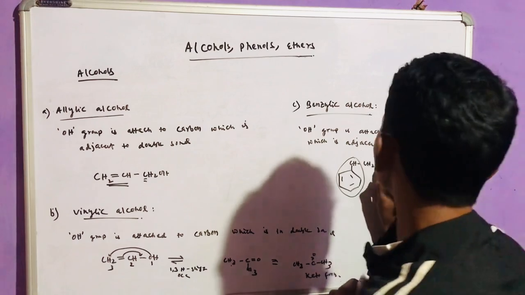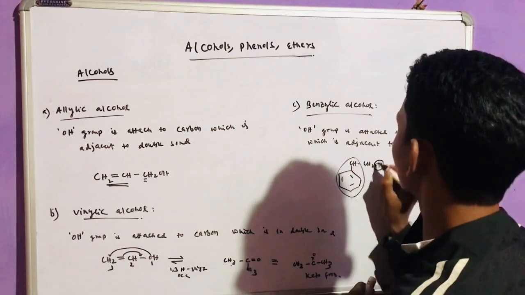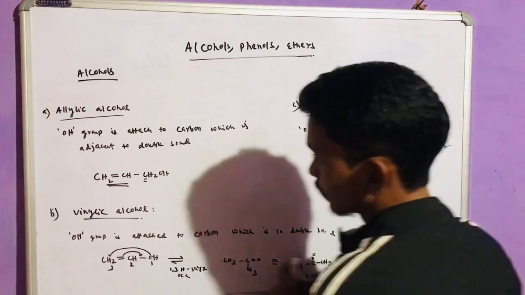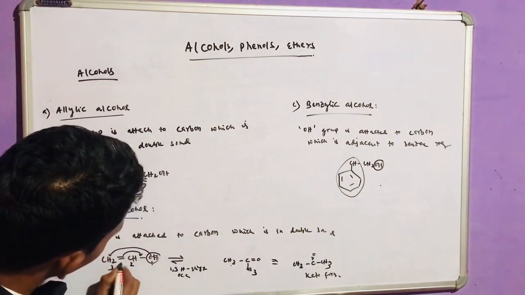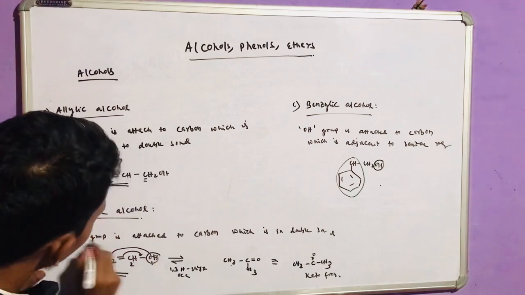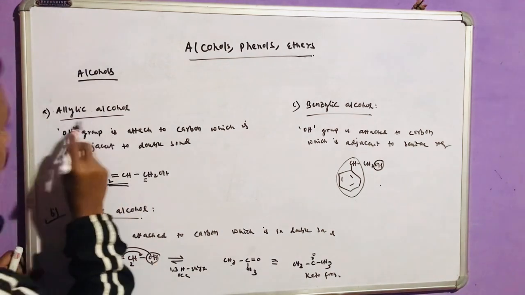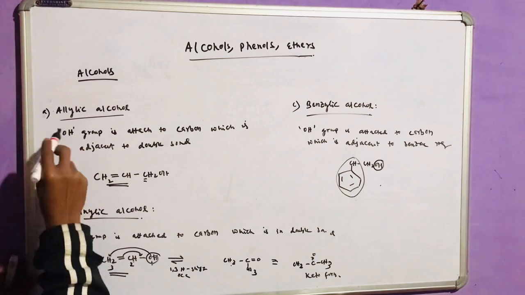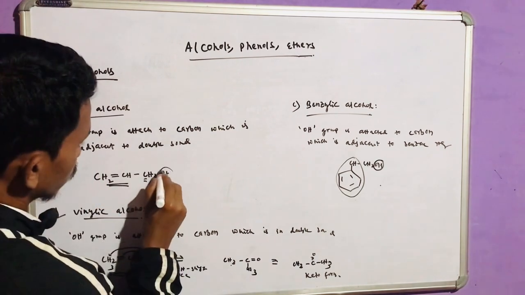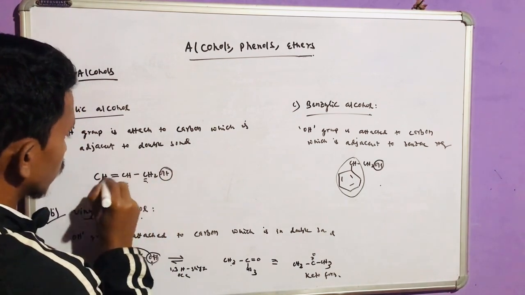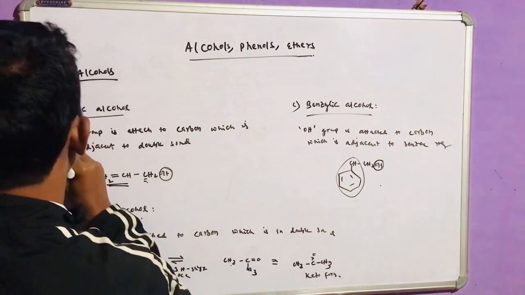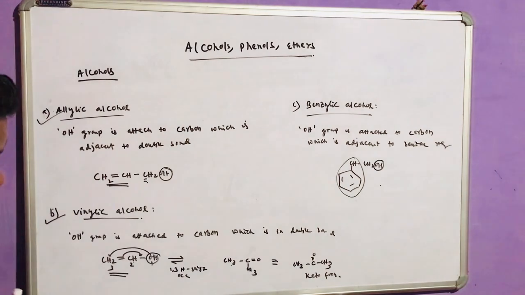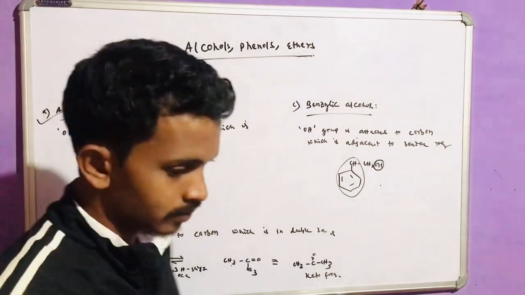So if OH group is present at this position, then that is called benzylic alcohol. And if the OH group is present on the carbon which is directly on the double bond, then that is called vinylic alcohol. And if OH is present on the carbon which is adjacent to the double bond, then that is called allylic alcohol. Okay.